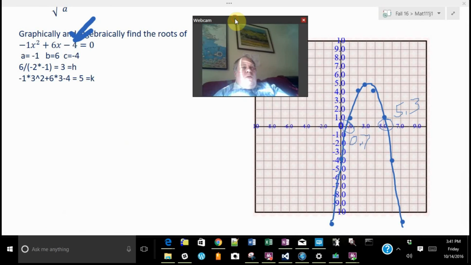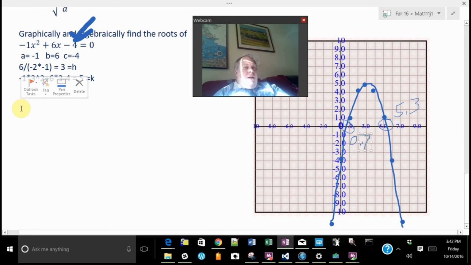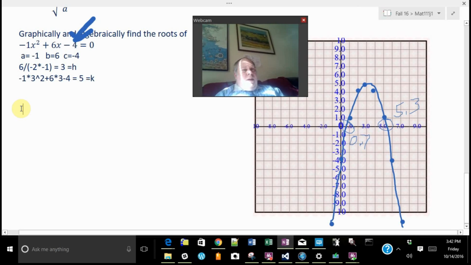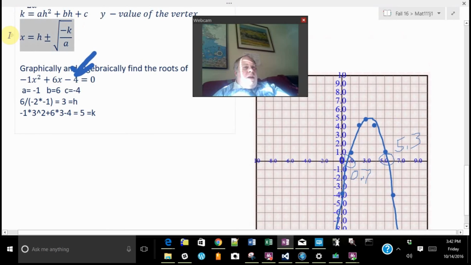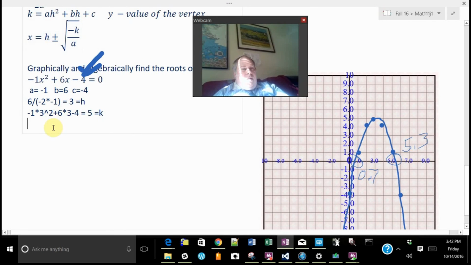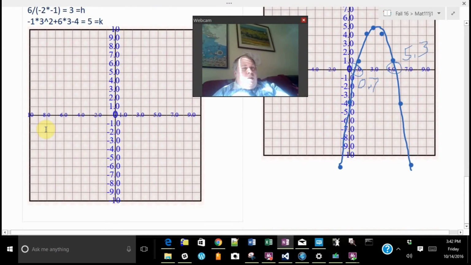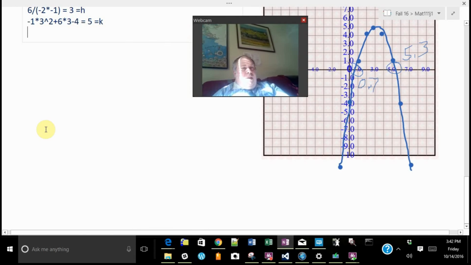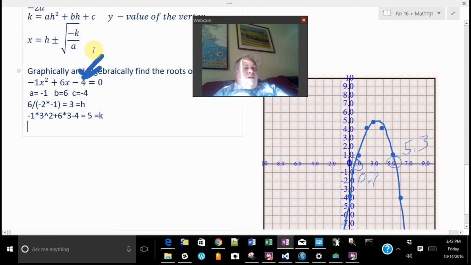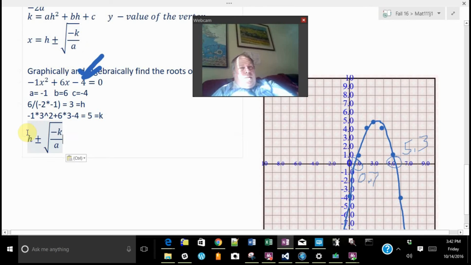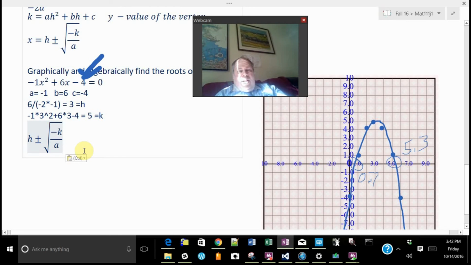Well, I have a formula now. So I can just plug into the formula. Let's just copy the formula again. So we have h plus or minus the square root of minus k over a.